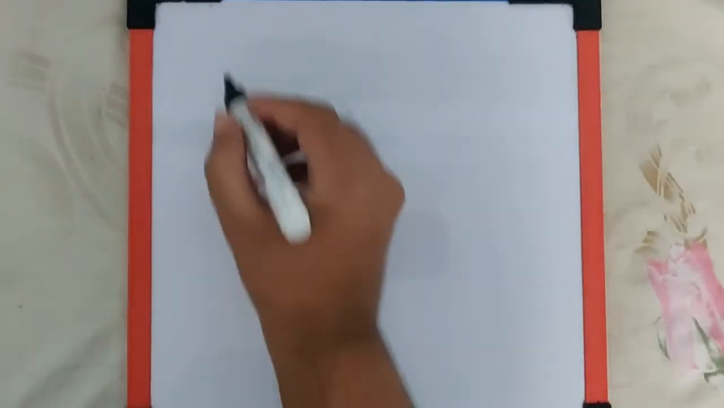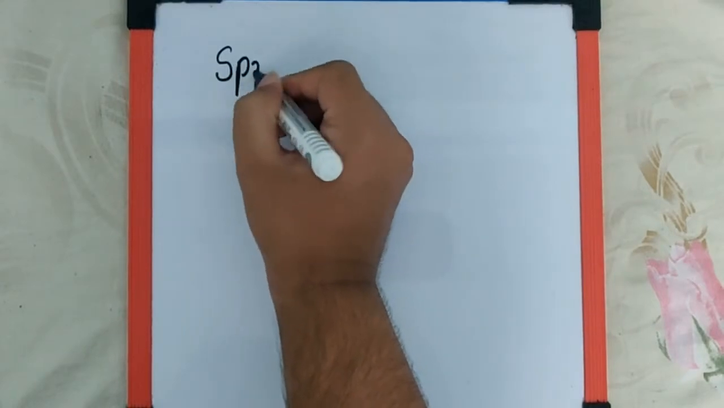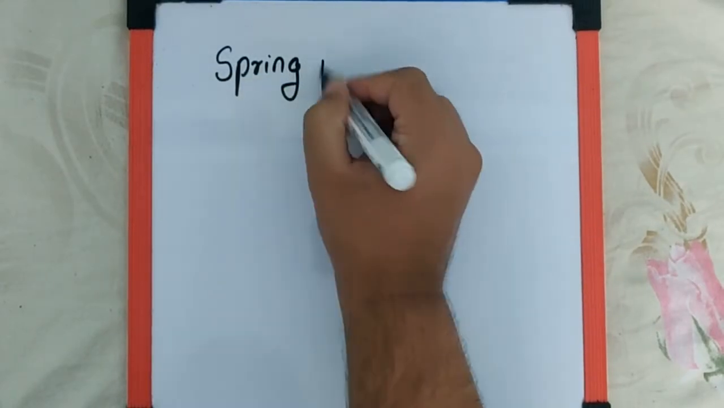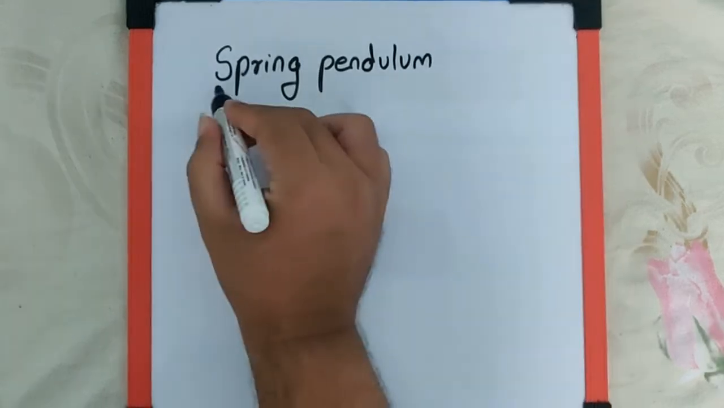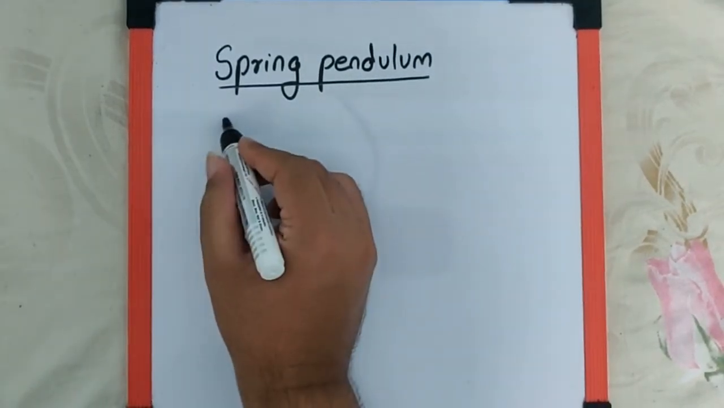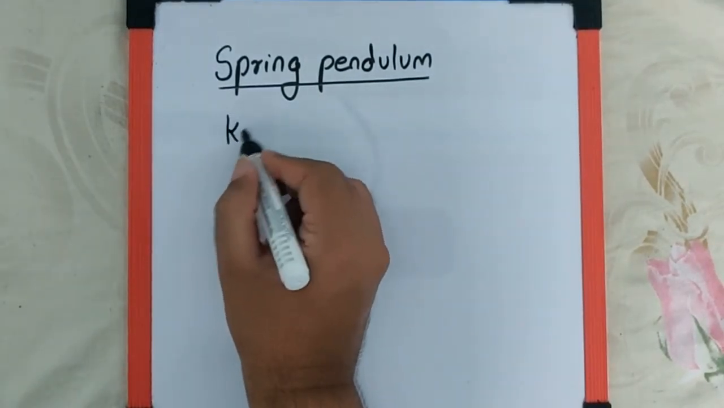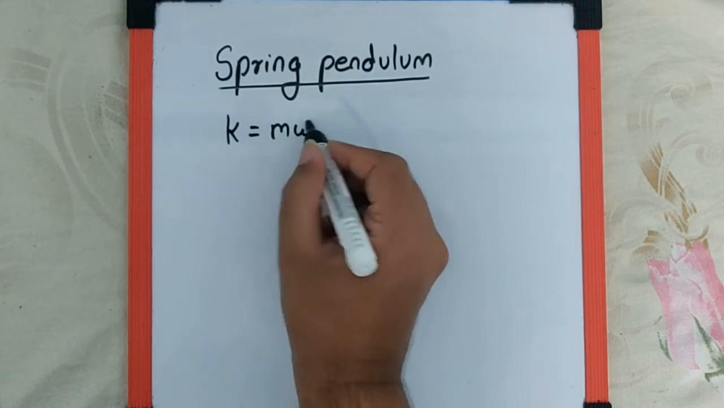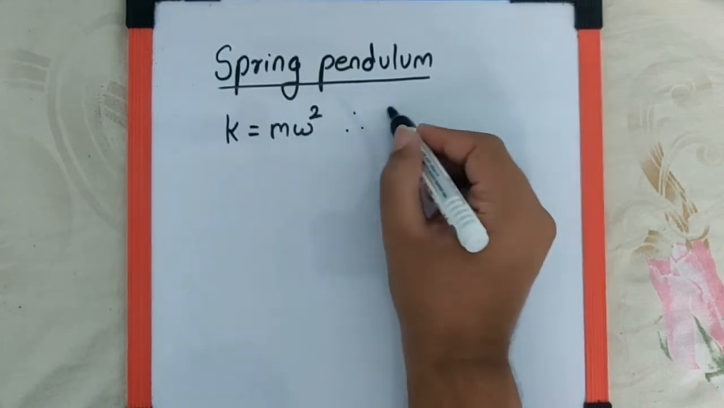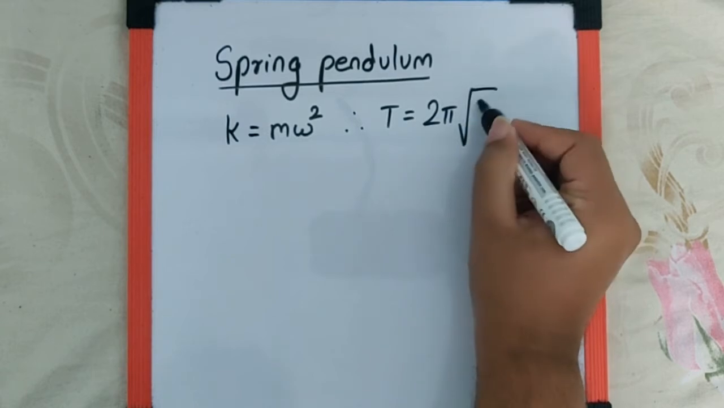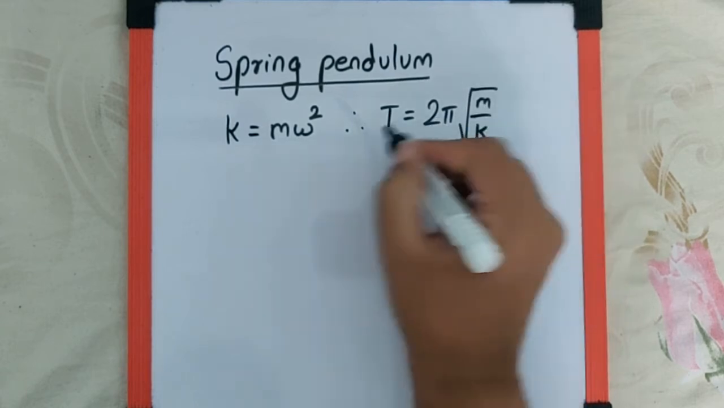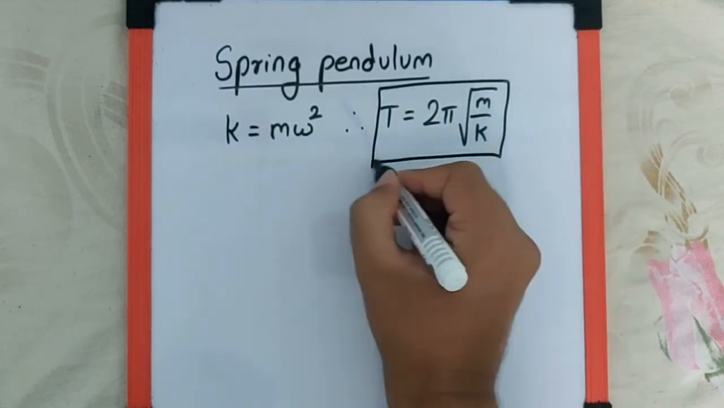Hello students, in this video we are going to discuss a special type of pendulum known as spring pendulum. For oscillation we already know that K is equal to m omega square, and from this the time period of spring pendulum is 2 pi root of m by k, which is very important.